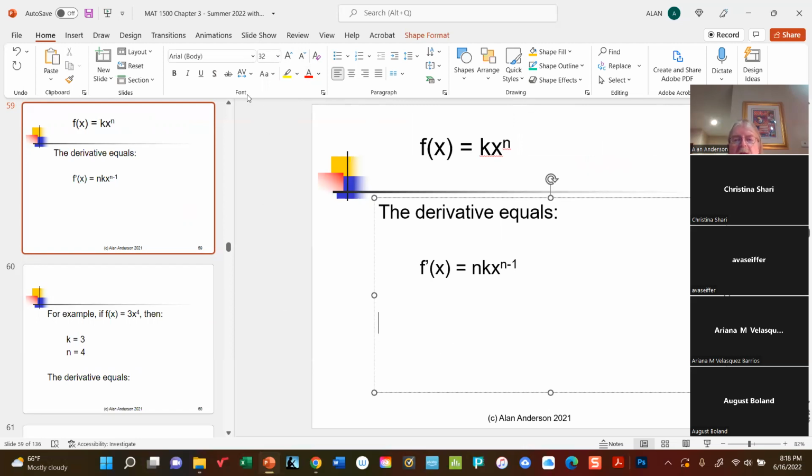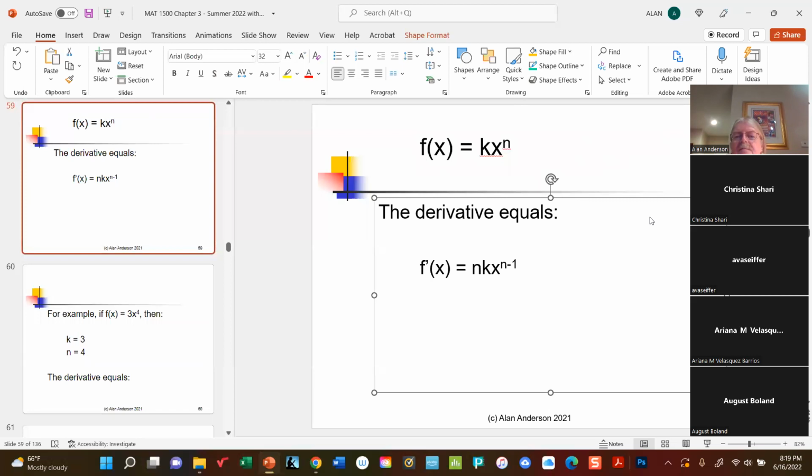The derivative is then n times k times x to the n minus 1 power. Now we're assuming that k and n are constants. Okay, they're real numbers. So let me just show you a quick example of this.